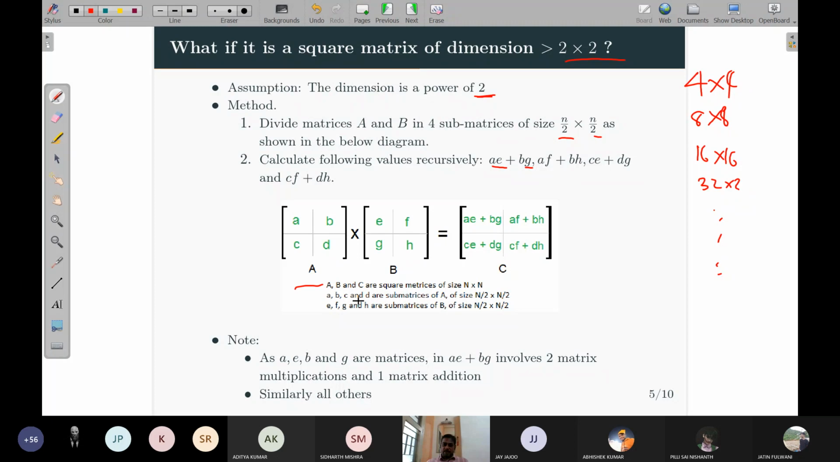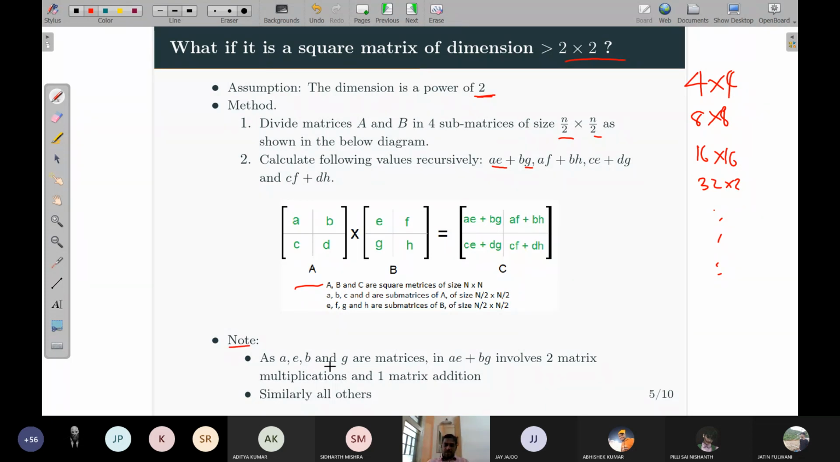N is a power of 2. A, B, C, and D are submatrices of size n by 2 by n by 2. Okay, agreed. E, F, G, H are submatrices of size n by 2, n by 2. And if you do this, this is the operation, and this is how you can do the matrix multiplication using divide and conquer.